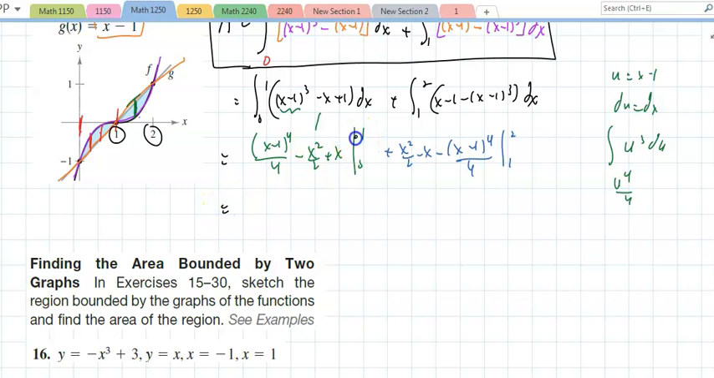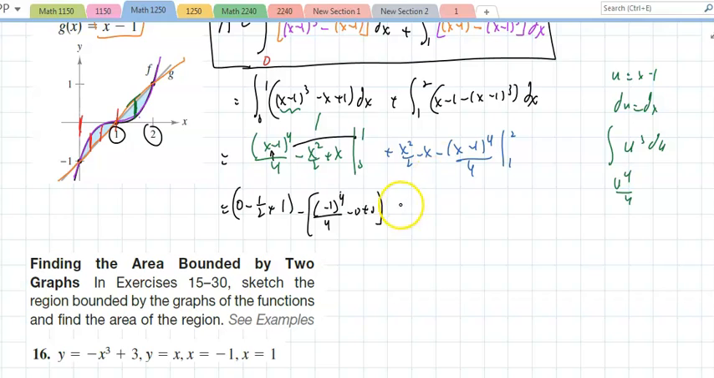So this will be, throw the 1 in, you get a 0, plus 0 minus 1 half, plus 1, minus, if you throw the 0 in, that's negative 1/4, negative 1 to the 4th, plus minus 0 plus 0. Okay, I got that part. I'll throw that in my calculator.